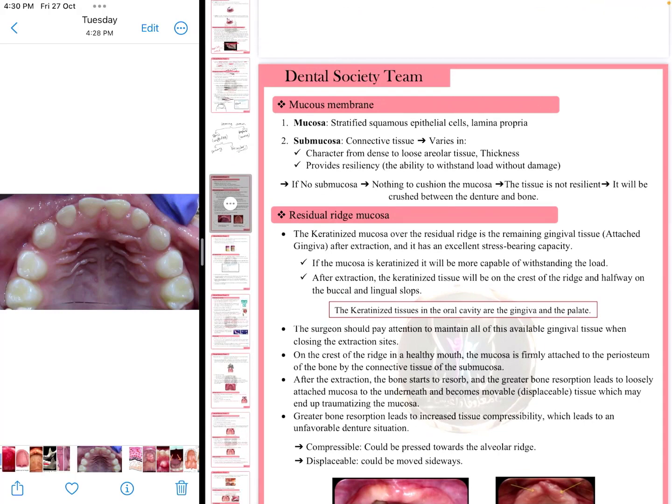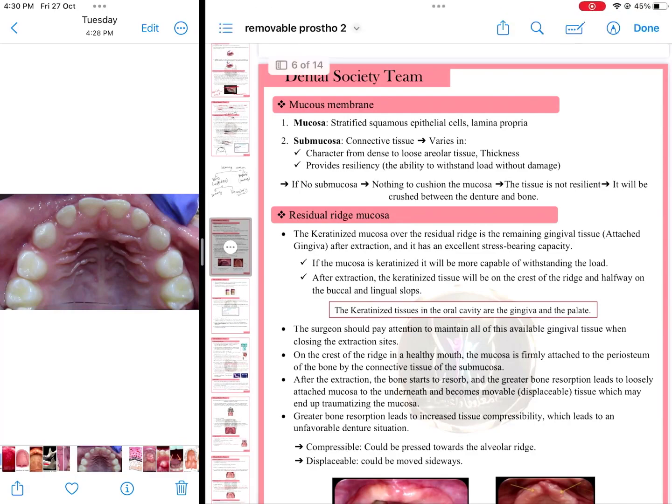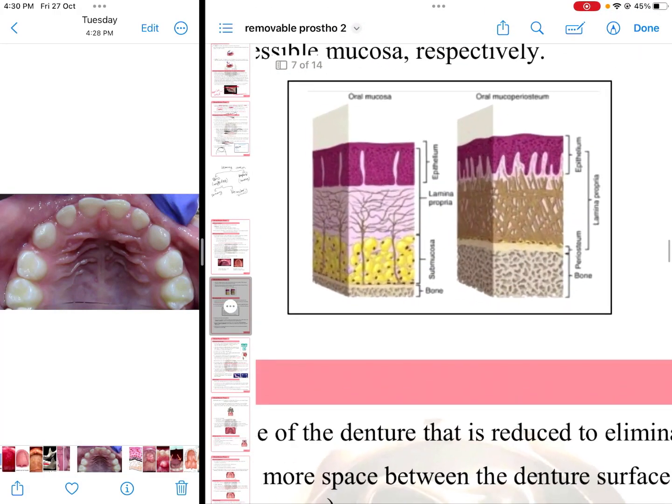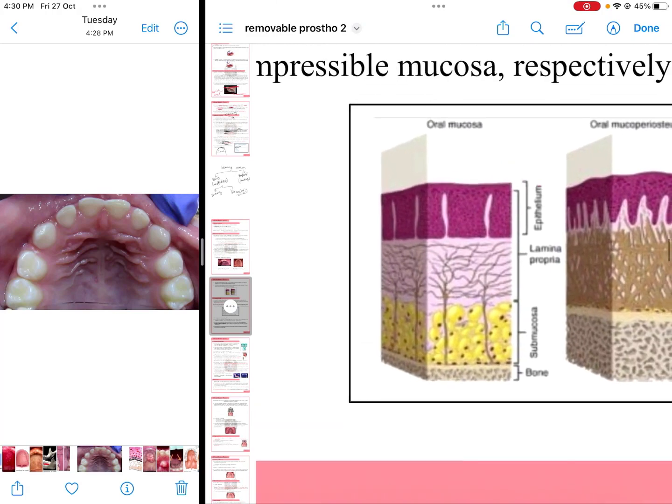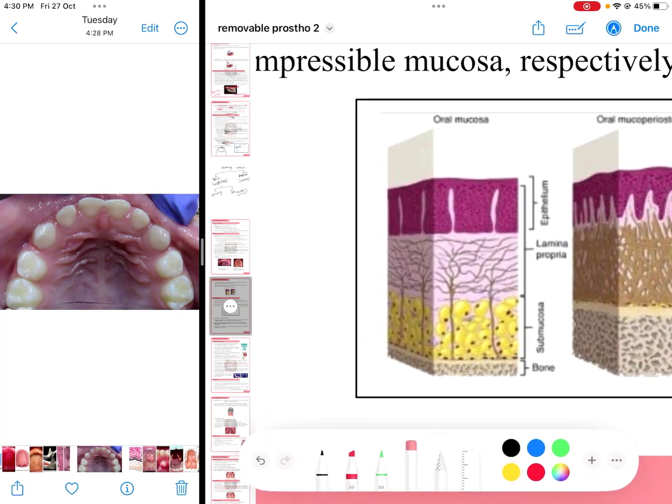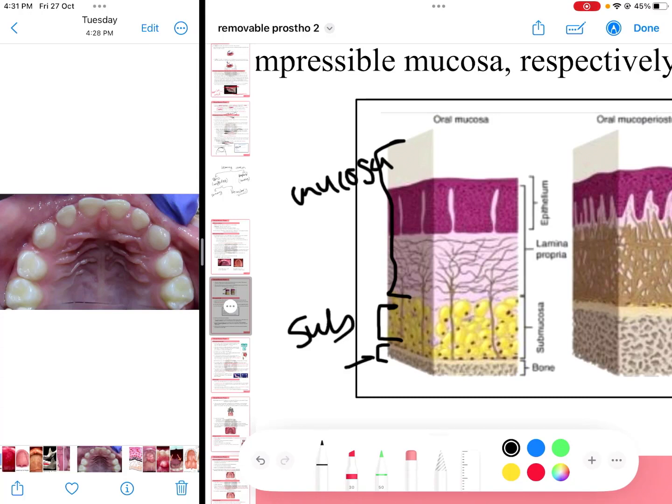So for the histology, I want a cross-section drawing here. Look at this picture. We have the oral mucosa, then the submucosa, and then we have bone. This is the oral mucosa, all of this is mucosa. Then we have submucosa, then we have the bone. Okay, so these are the layers: mucosa, then submucosa, then bone.